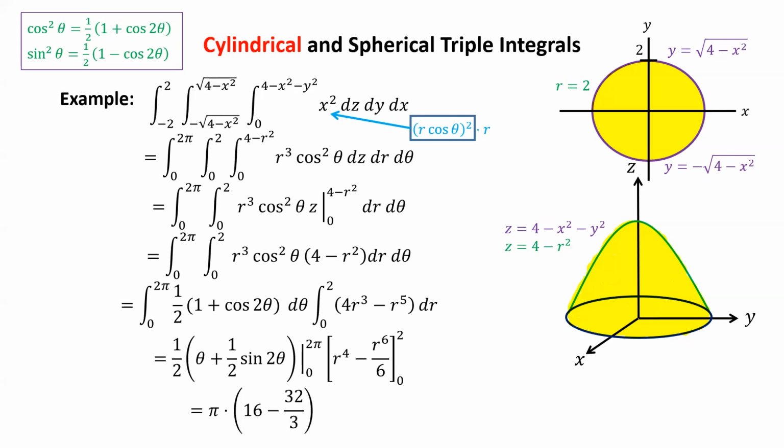Okay, now plugging in the limits. When we plug in a 0 or 2 pi for sine 2 theta, we just get 0. So we just have to plug the 2 pi in for theta to get 2 pi. 1/2 of 2 pi is pi. That's where that first factor comes from. For the second factor, 2 to the fourth is 16, and 2 to the sixth over 6 is 32 over 3. Getting a common denominator and simplifying this, we get 16 pi over 3 as our final answer.